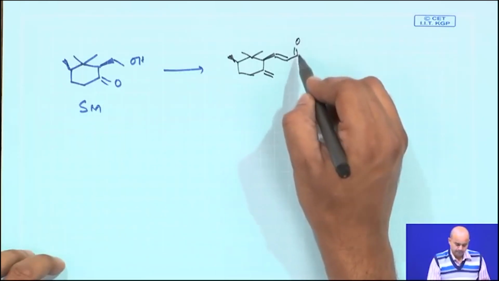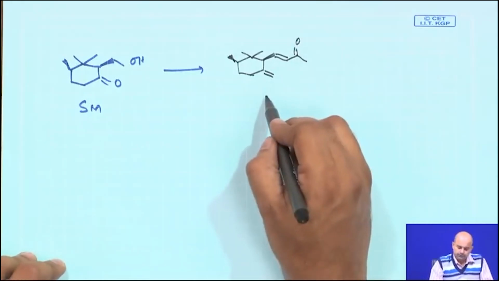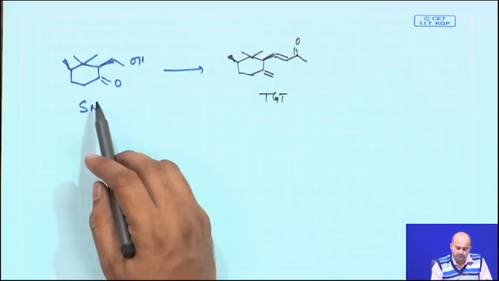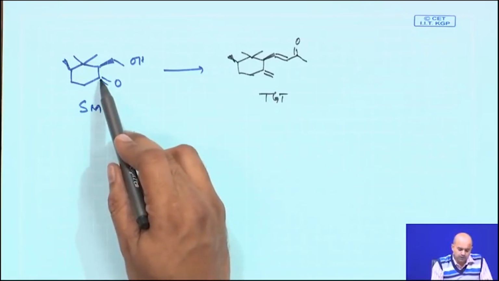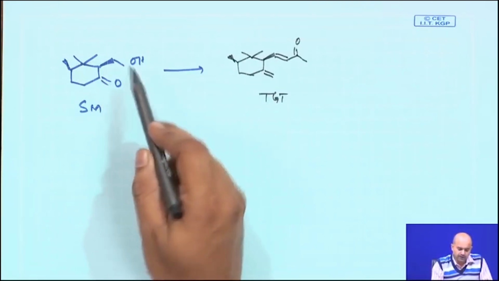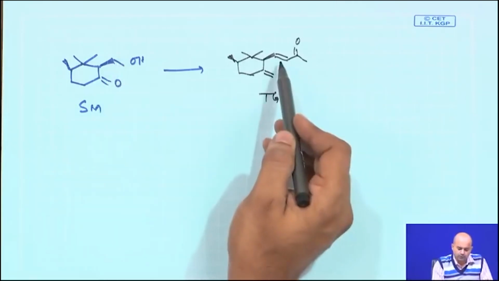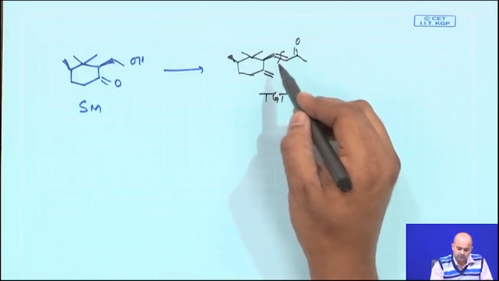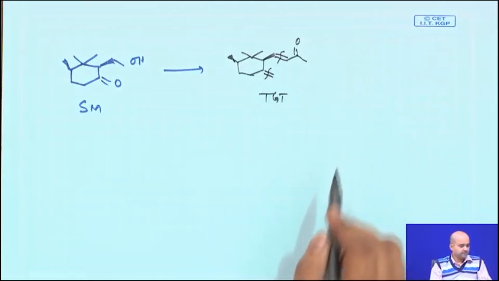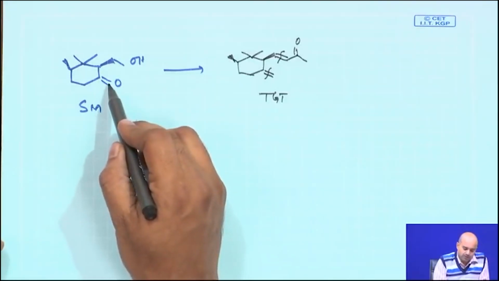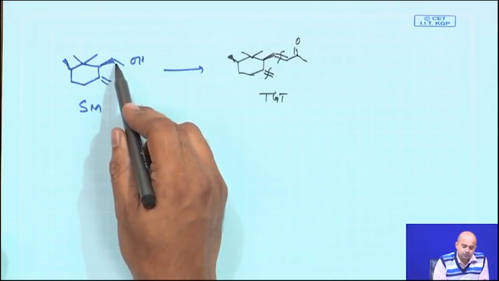Now, if you see the target and try to analyze with this starting material, you will find that basically you need to do a new carbon carbon bond formation here, as well as this CH2OH, there also you need to do a carbon carbon bond forming reaction. So, one is here, one is here. So, you can think about the carbon carbon bond forming reaction by a standard Wittig reaction. So, you have a carbonyl already there and you have a CH2OH.